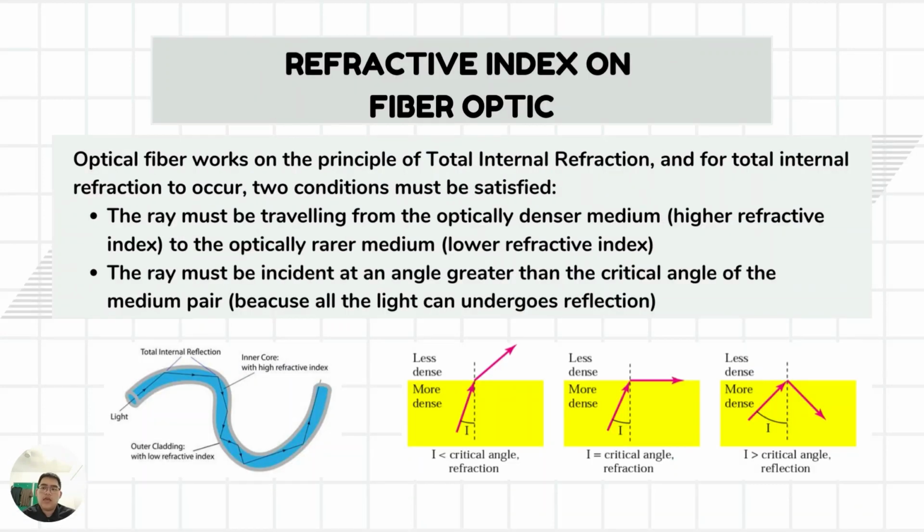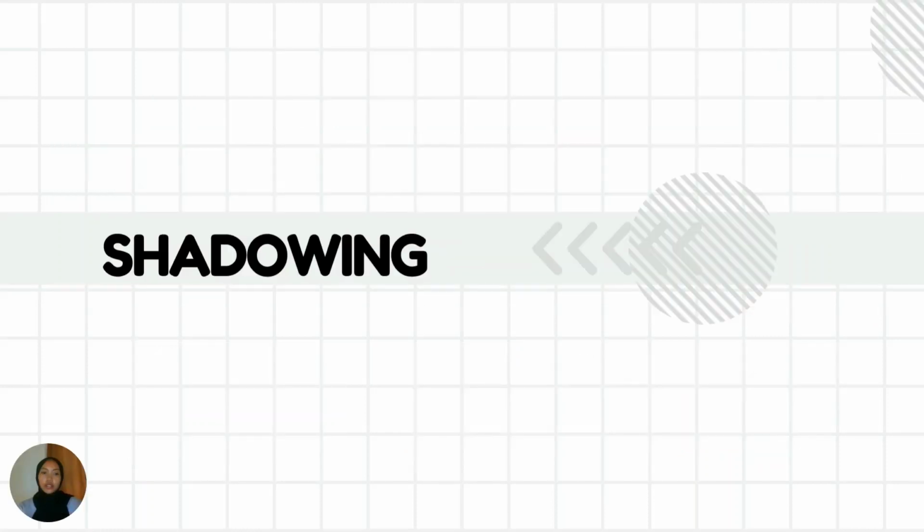Fiber optics works on the principle of total internal reflection with two conditions. First, the ray must travel from a denser medium to a less dense medium. The second one is that the incidence angle must be greater than the critical angle, to make sure all the light undergoes reflection. Moving forward, what is shadowing?